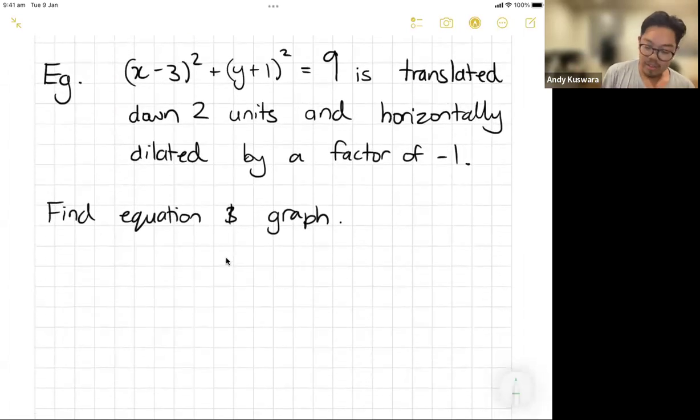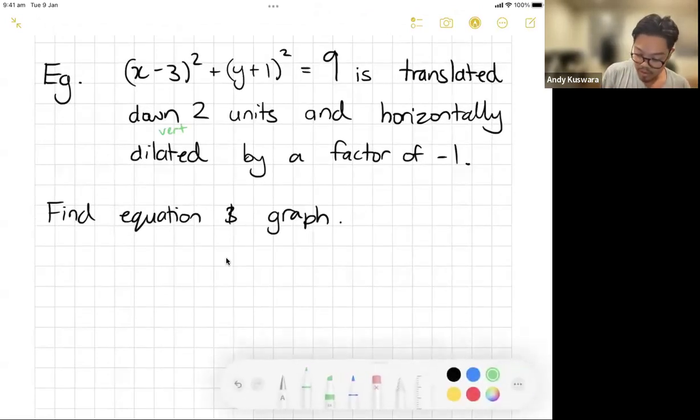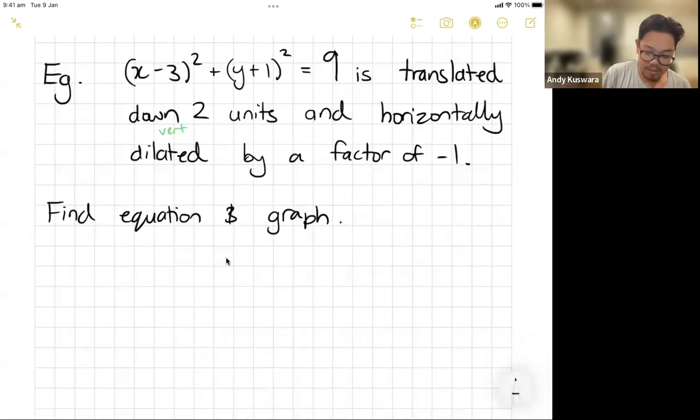Now we're going to have a different type of graph, and we're going to do a couple of different things with this one. We're starting with the circle (x minus 3) squared plus (y plus 1) squared equals 9. We're going to translate it down 2 units, and we're going to horizontally dilate it by a factor of -1. Down 2 units is vertical, but this one's horizontally dilated, so we can do these in any order that we please. I tend to go in the order that is actually there.